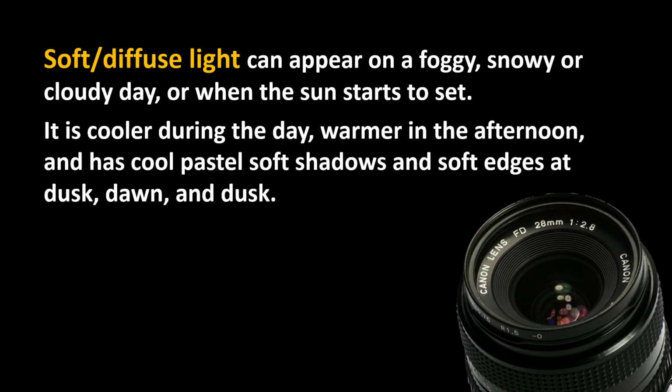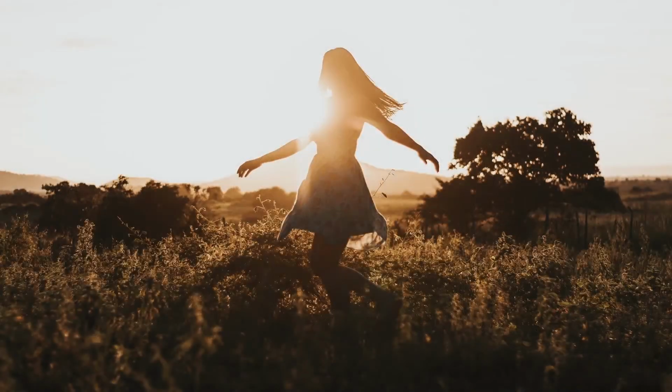Soft, diffuse light can appear on a foggy, snowy or cloudy day, or when the sun starts to set. It is cooler during the day, warmer in the afternoon, and has cool pastel soft shadows and soft edges at dusk, dawn, and dusk.